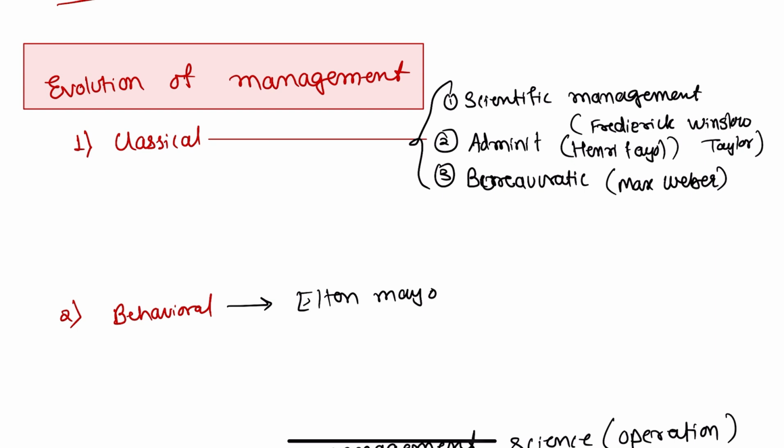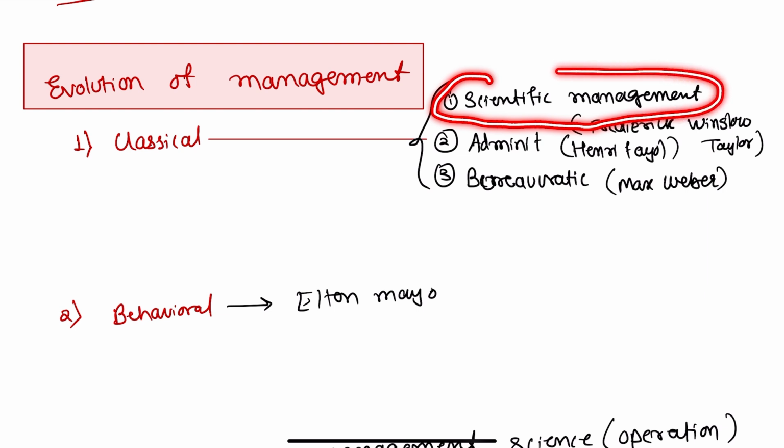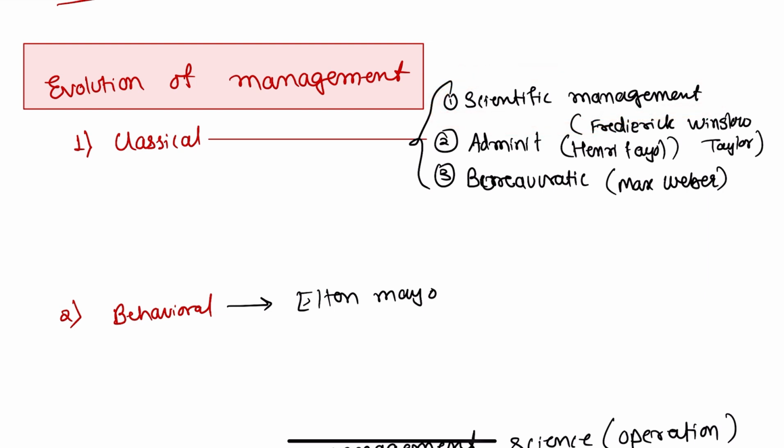Four principles of scientific management are: science, not rule of thumb; scientific selection of the worker; management and labor organization or labor cooperation rather than conflict; and scientific training of workers. These come under scientific management. Now we have administrative management.